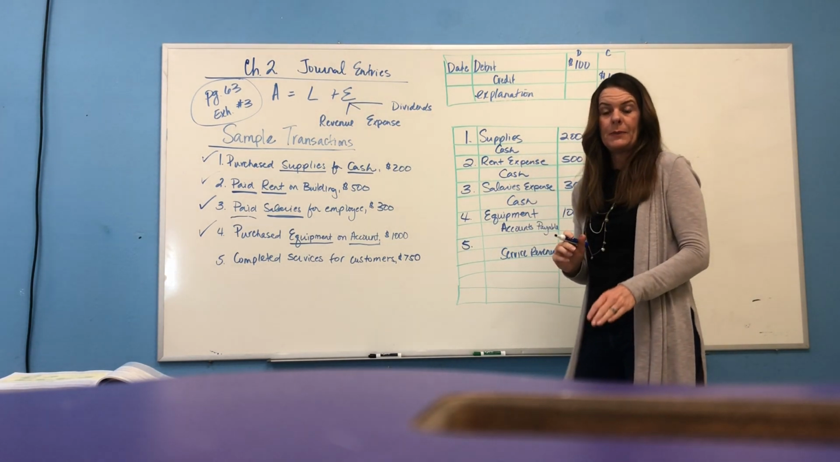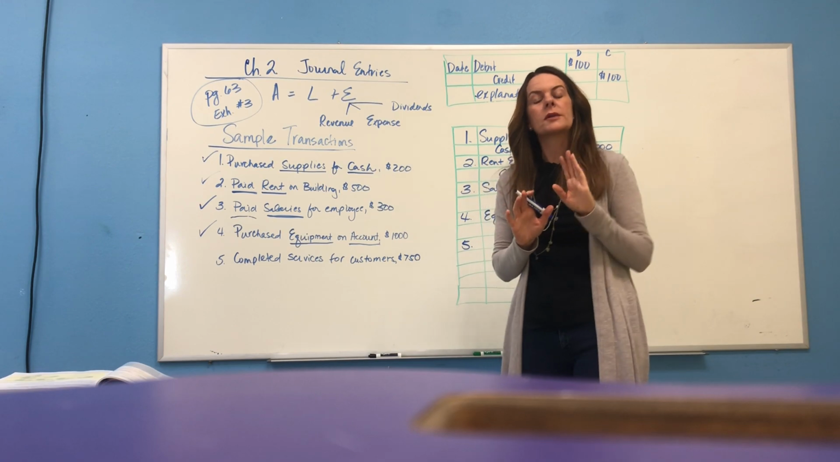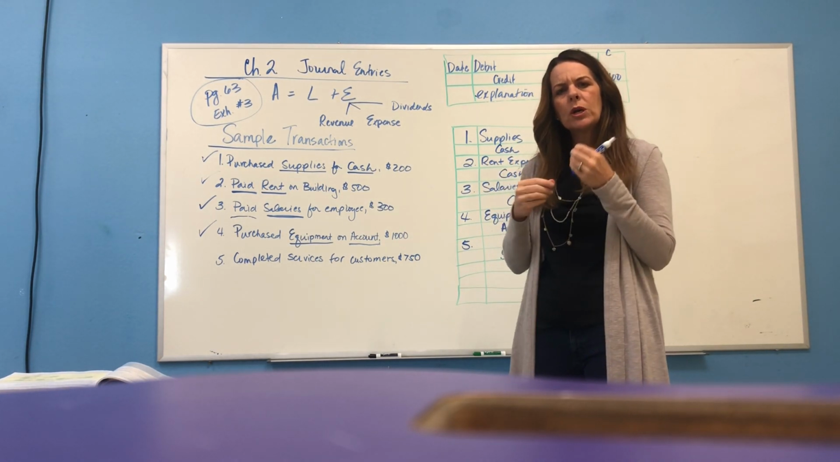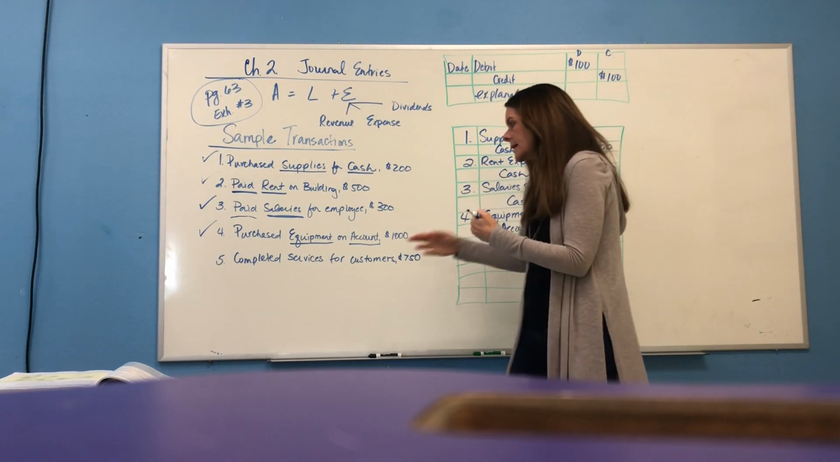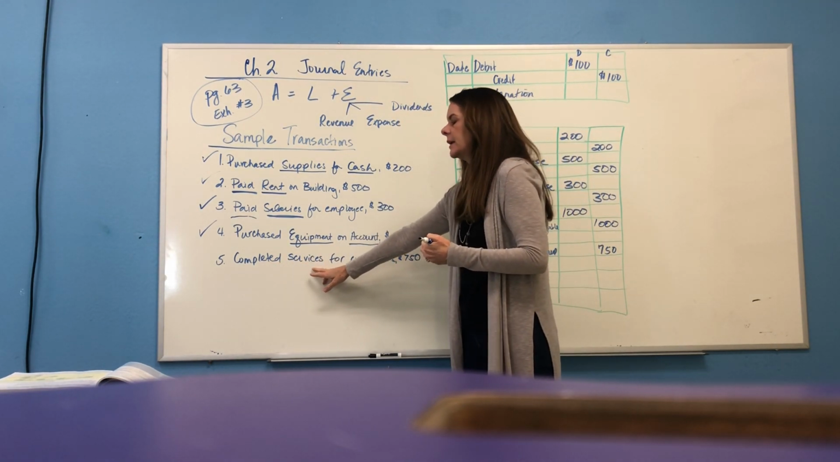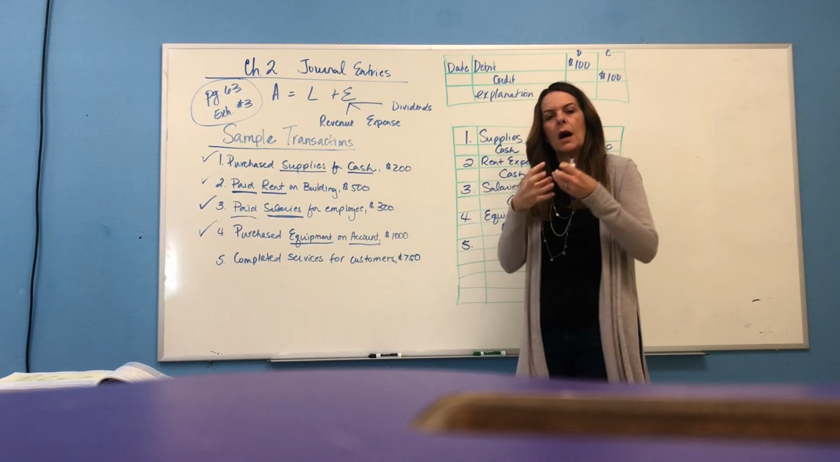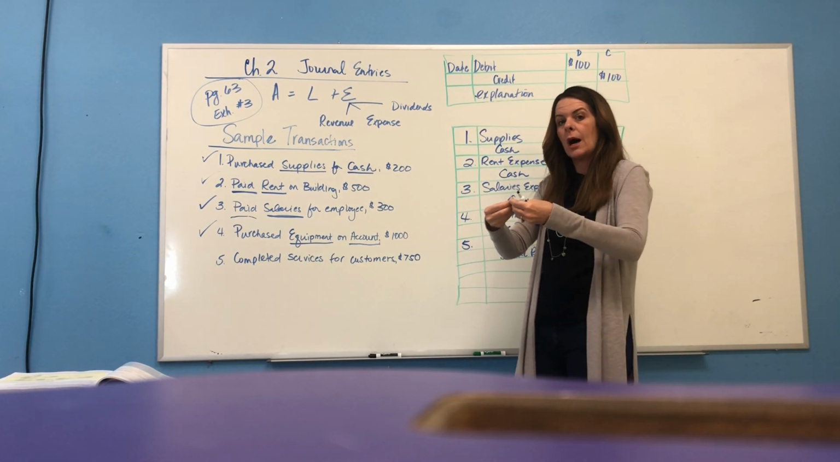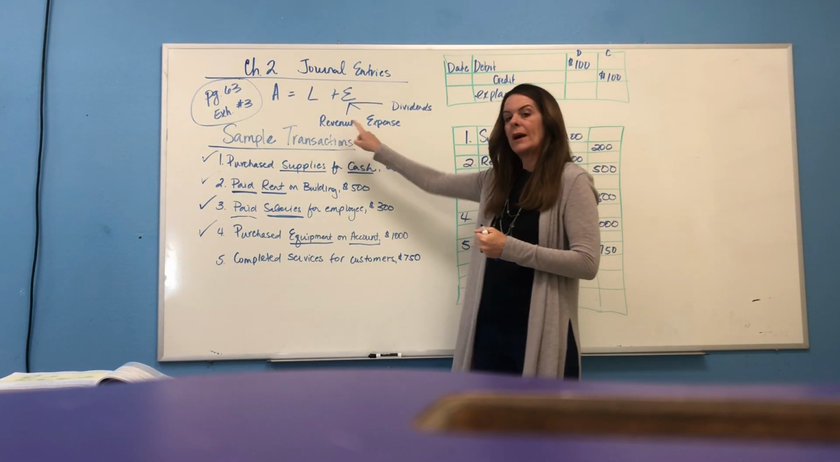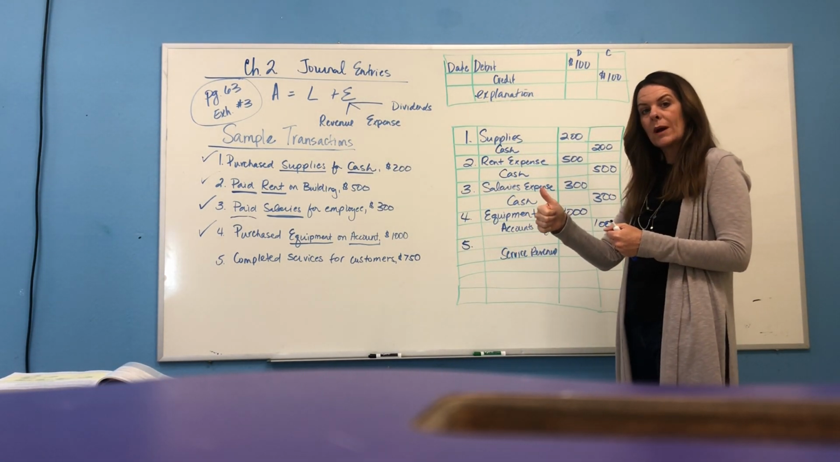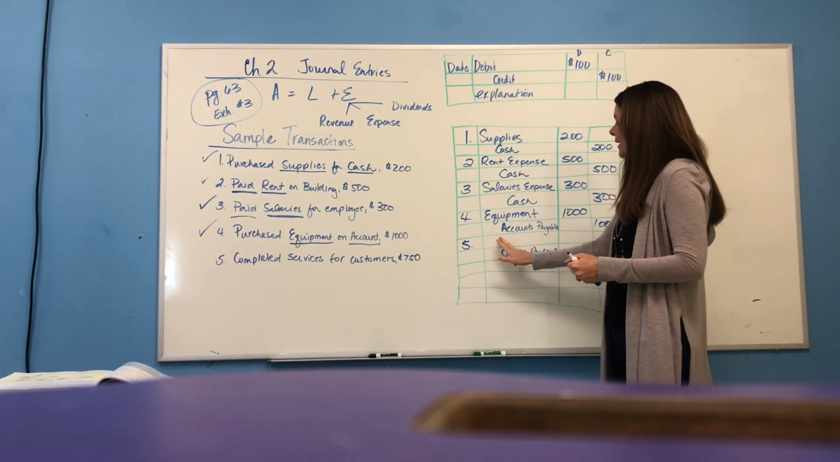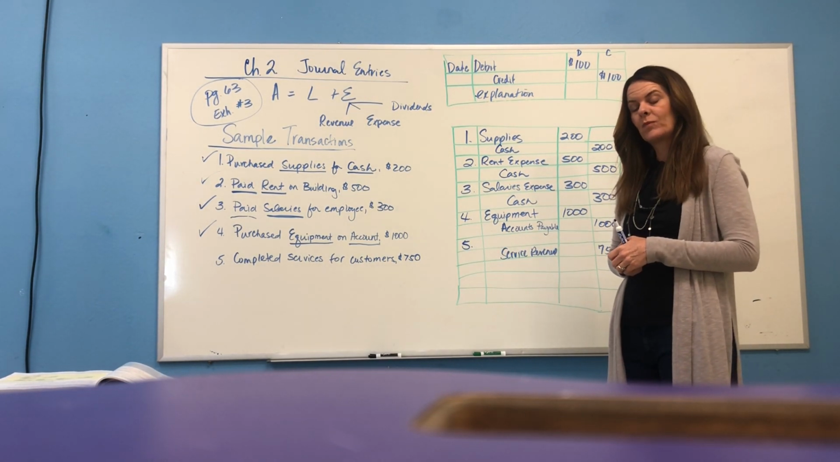Now some of you might be thinking, wait, you did the credit first. Yes, I did the credit first. You want to do what you know first. And so in this transaction, I said, okay, completed services. I completed something. I finished something. I finished a job. That's revenue. How do I account for revenue? I credit to increase revenue. So now I need to go back and figure out what the debit is, okay?